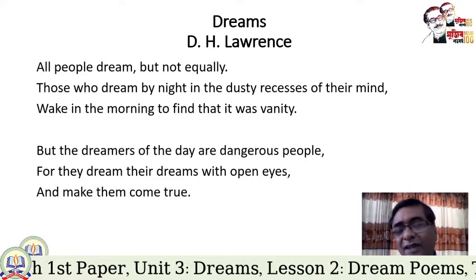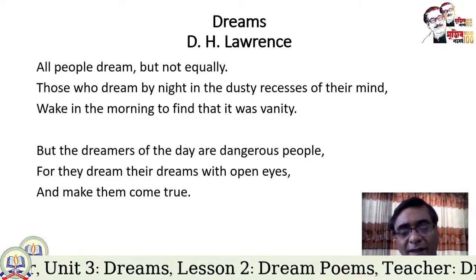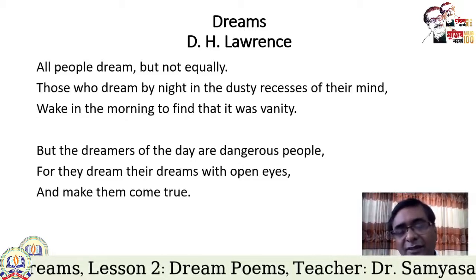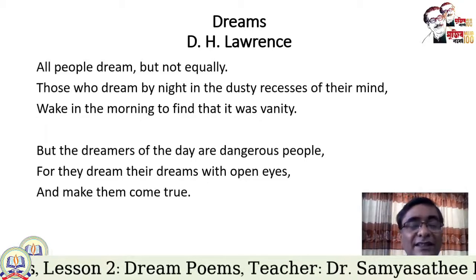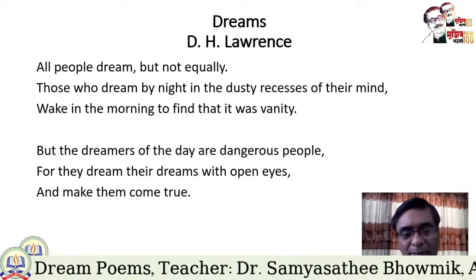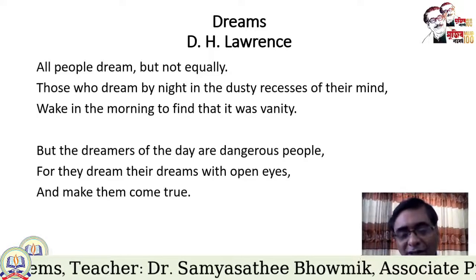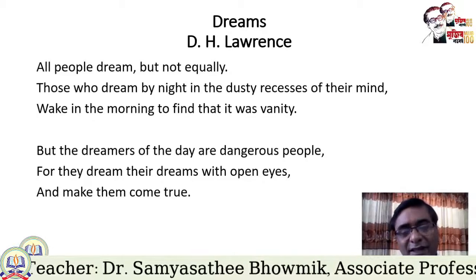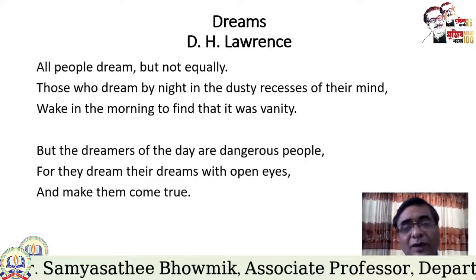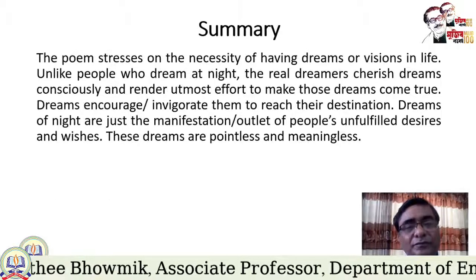These great people dream with their eyes open. So this dream is basically the aim, objective, and target of life. This is the second type of dream. So we have noticed two types of dreams in this poem. And now we will go to summary and theme one by one. I will show you the difference between summary and theme. I have discussed it, and now I want to show you through the example of this poem.